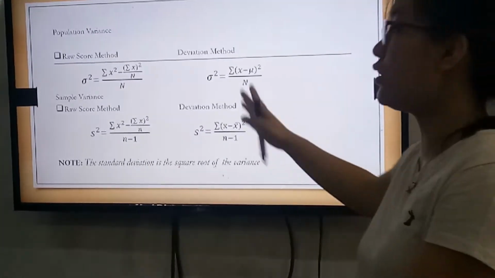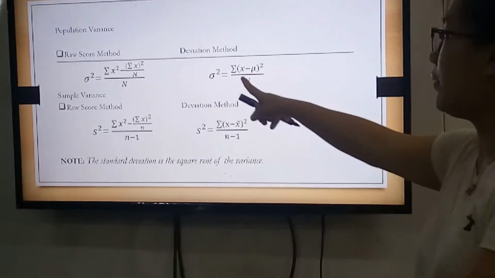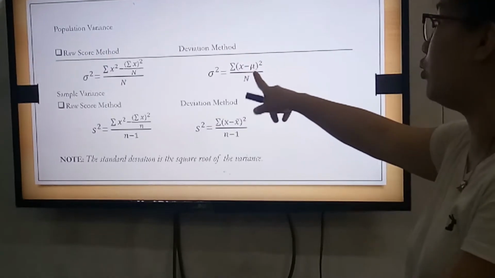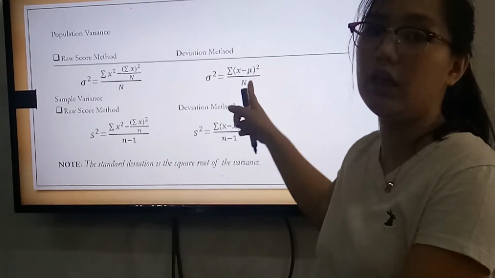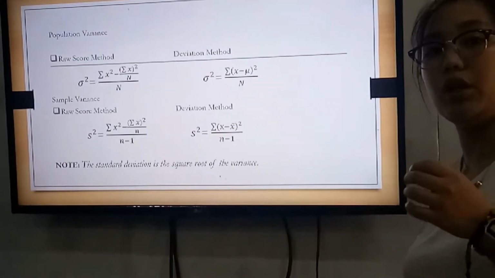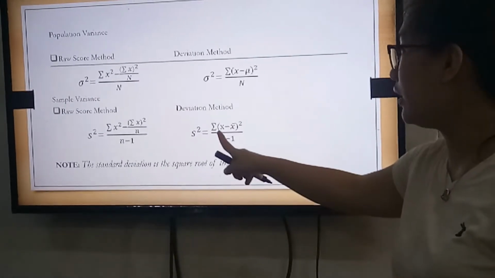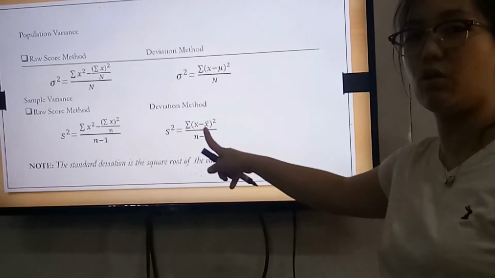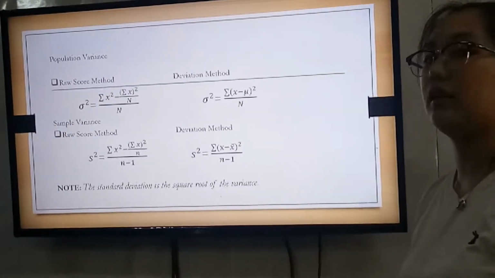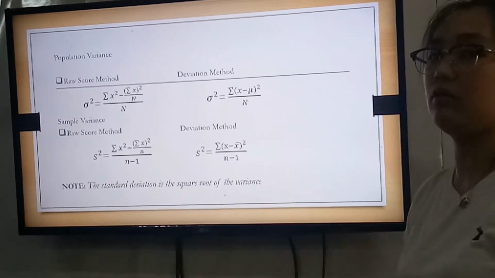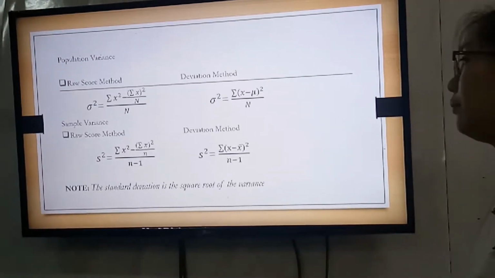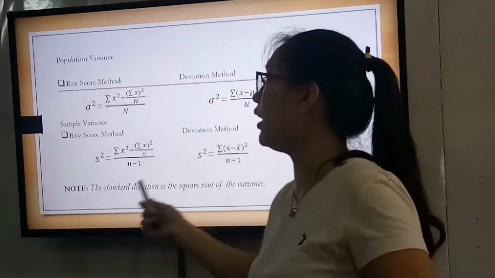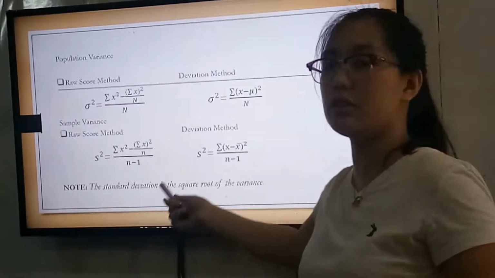In the deviation method, we're going to use your x minus mu. What is mu again? Based on our discussion, that is your population mean. Compare it here for your sample variance: you have your x minus x bar. X bar is your sample mean. Okay? Deduct 1 again from the denominator. That's what's needed.